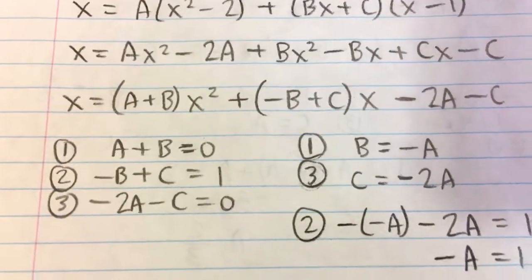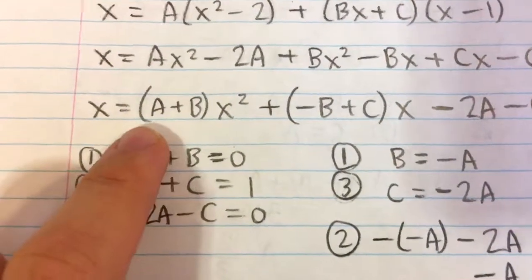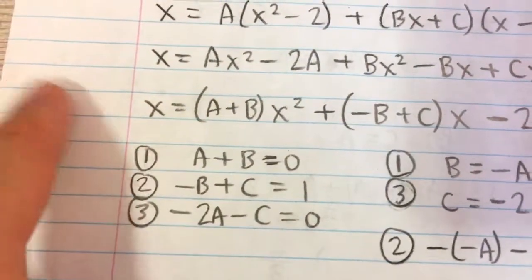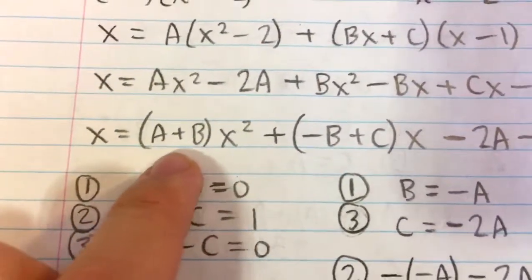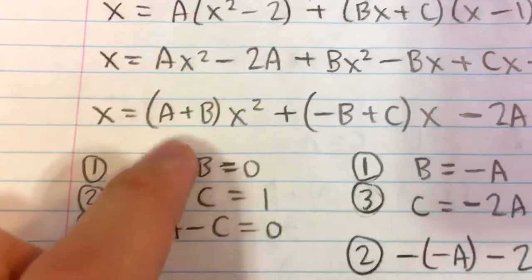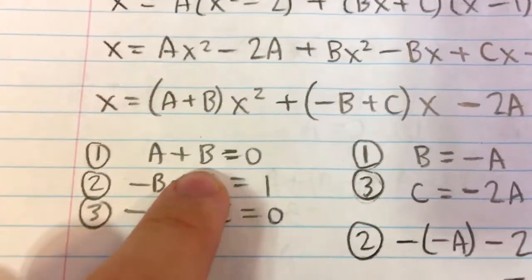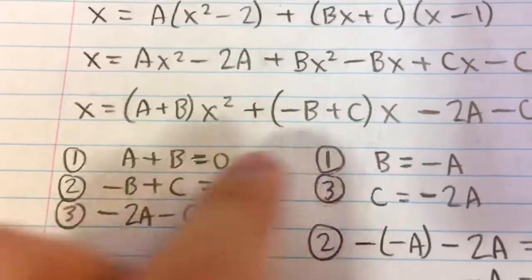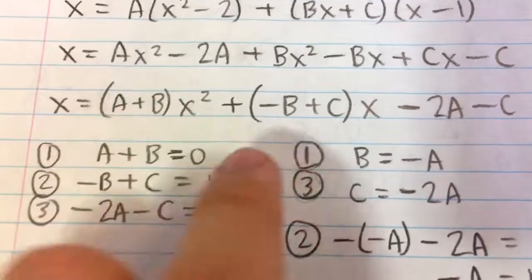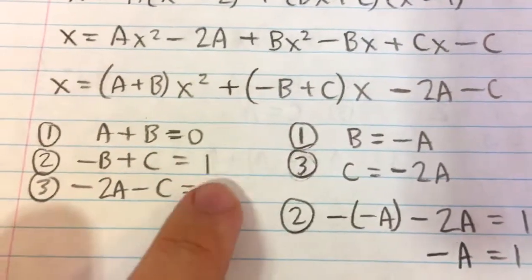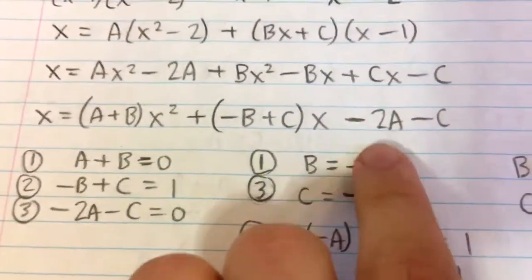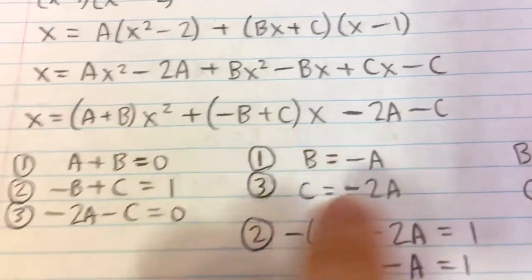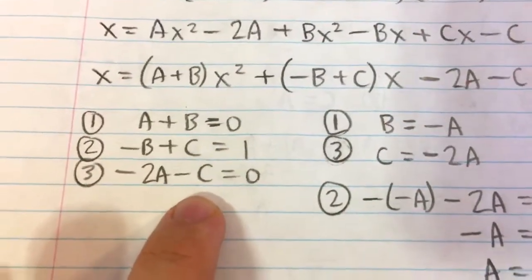And now we're going to equate coefficients. For the right side to be equal to the left side, notice there's no x squared term on the left, and so the coefficient for x squared on the right must be equal to 0. In other words, a plus b has to be equal to 0. For the x term, we have a coefficient of 1 on the left, and so negative b plus c has to be equal to 1. And finally, for the constants, there's no constant on the left, and so negative 2a minus c has to be equal to 0.